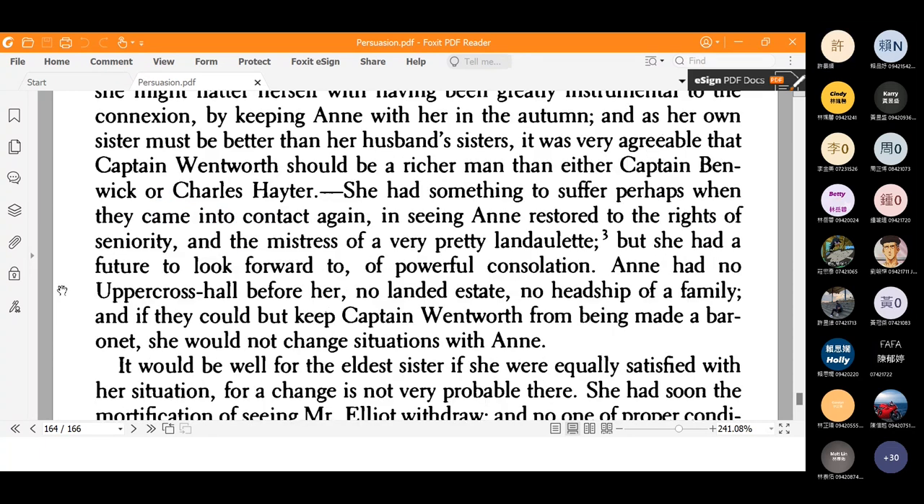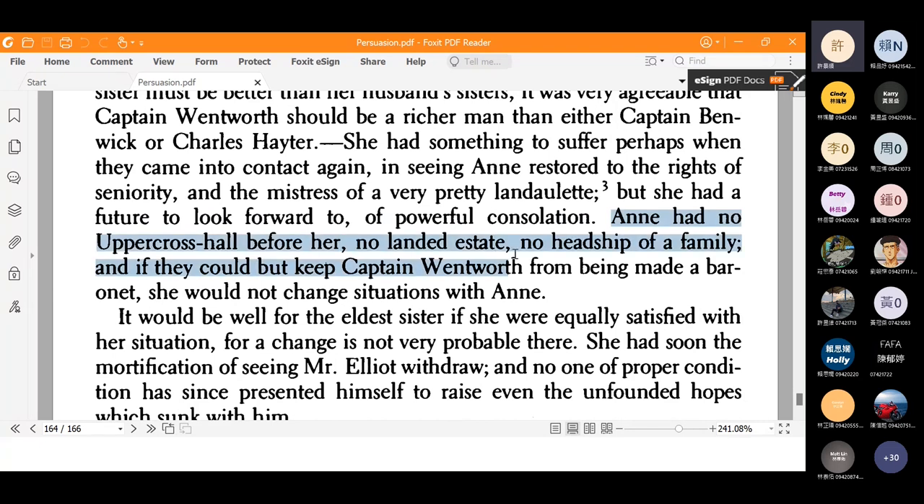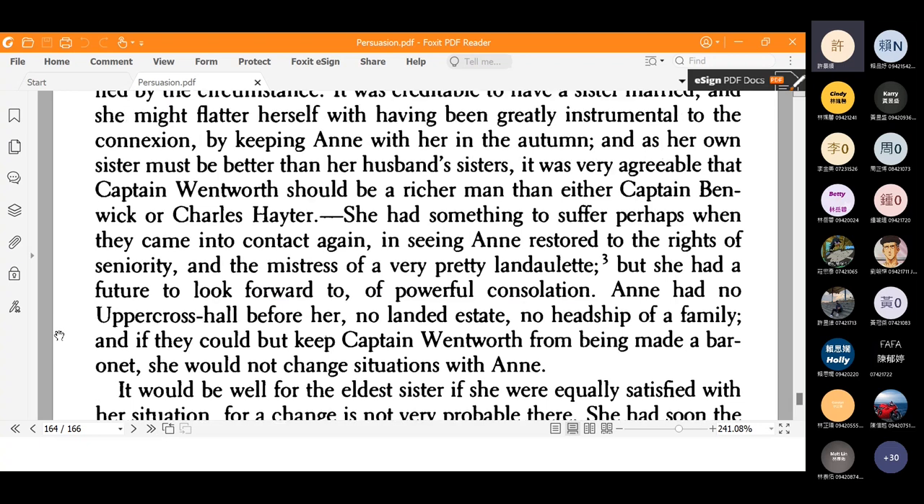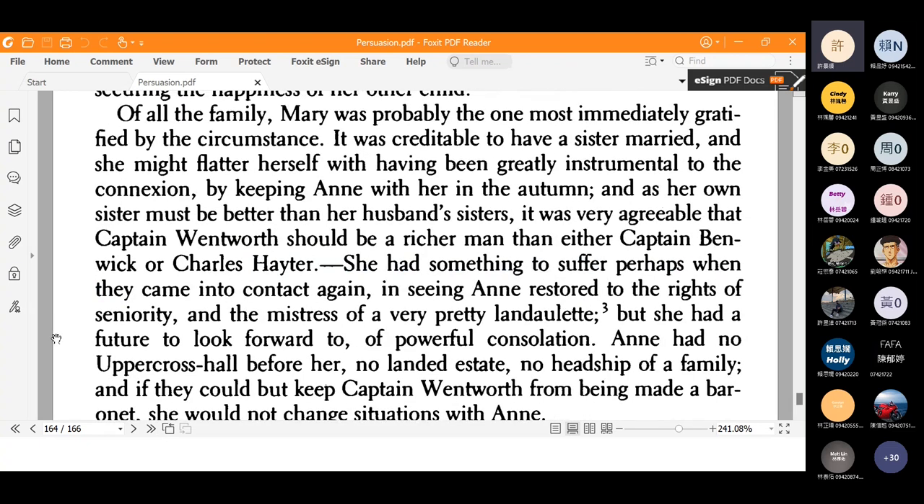Another thing makes Mary happy. Anne had no Uppercross Hall before her, no landed estate, no headship of a family. Anne marries a sailor. So she has no title, no land, no house. So as long as they could keep Wentworth from being made a baronet, 只要他不封爵, Mary would still be in a better position. So that also seems to be an ending that fits very well with the kind of person that Mary is. Maybe we feel like she's not really a good person, so she doesn't suffer as much as we want her to, maybe. But the ending fits the kind of person that she is.